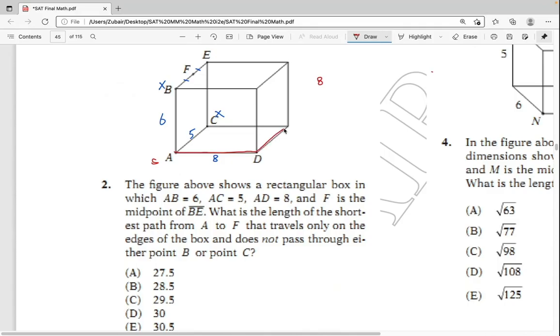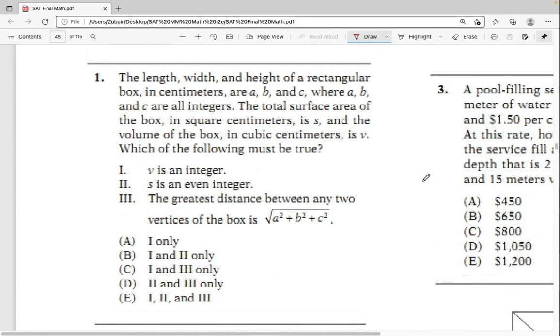And then the second line is 5. The third line is 6. Fourth, 8. And fifth is 2.5. So 8, 5, 6, 8, 2.5. You get 29.5. Question number 1.